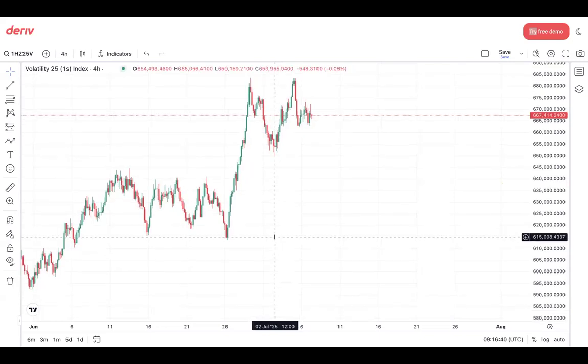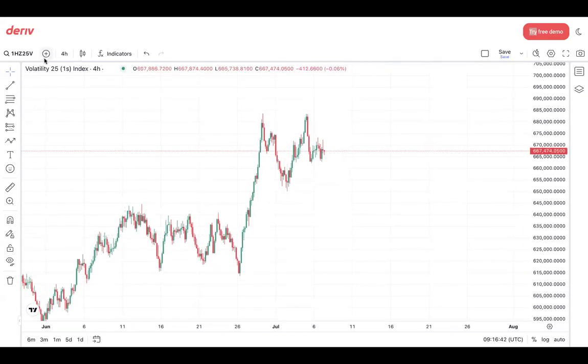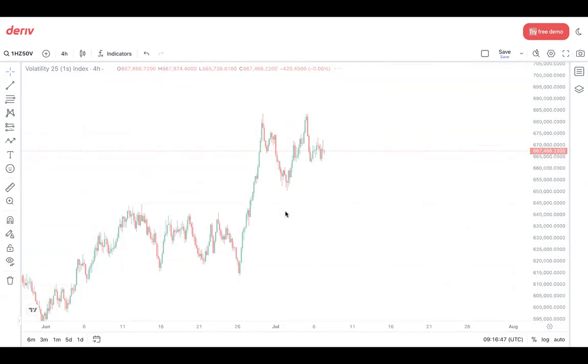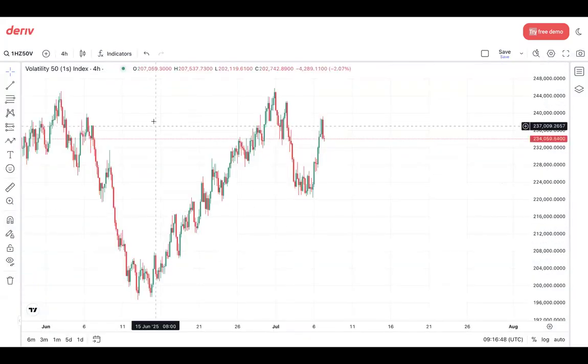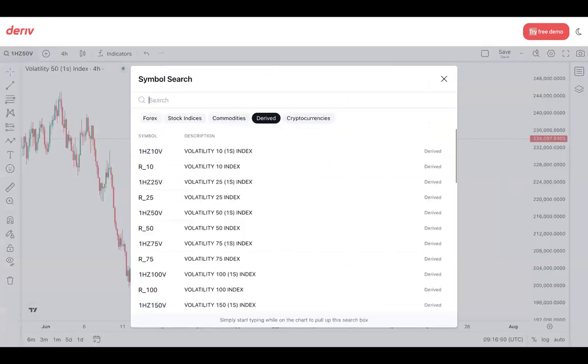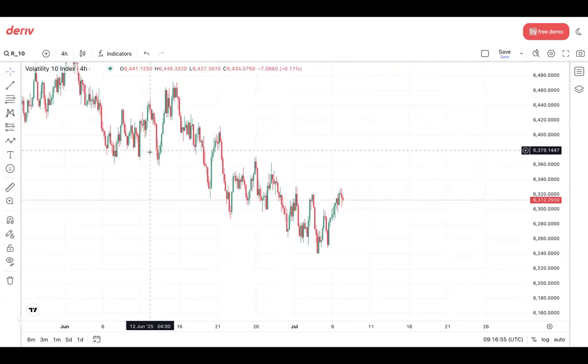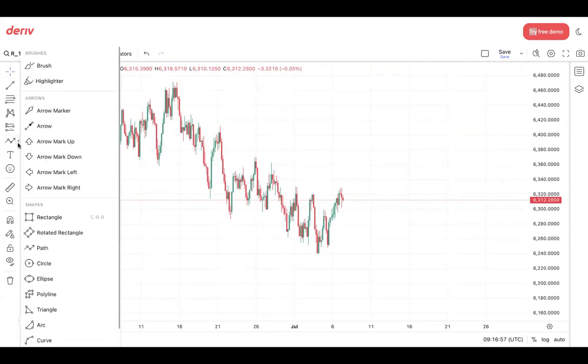For volatility 25-1s, I'm not really comfortable with the entries here. Let's look at another pair. 5-1s, not quite comfortable. Let's check 10 index alone. 10 index, sell POIs. Let's see if we can mark out another region favorable for sells.